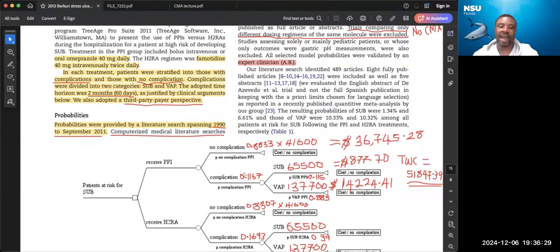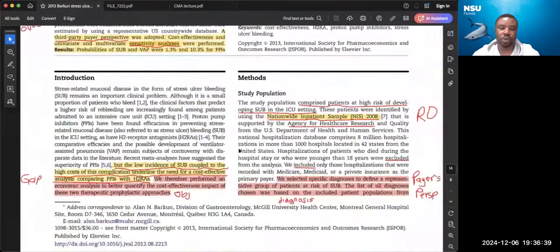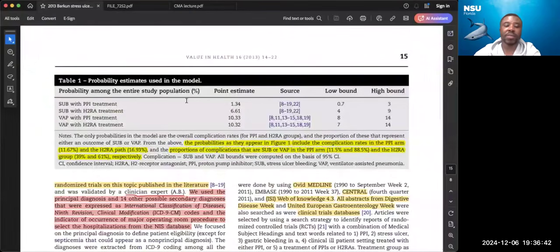So I'm going to show you where I had these numbers from. So these are the probabilities for the complication arm and then the no complication arm. So if you look at table 1, this table 1 talks about the probabilities that were used in the studies. So remember that these are in percentages. So what you do is that you divide each of these by 100, and then you convert it from the percentage form.